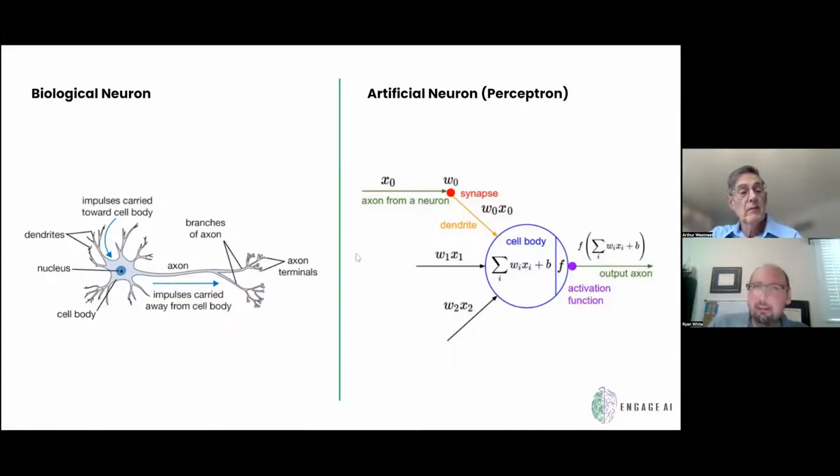So in the 60s, Frank Rosenblatt developed what was called the perceptron, which was based on this kind of rudimentary interpretation of how neurons work. And he turned it into something he could run on a computer. He turned it into math, essentially. So these arrows are meant to represent dendrites. And these signals, X0, X1, X2, these are signals that the neuron picks up on. We'll assume they're numerical values.